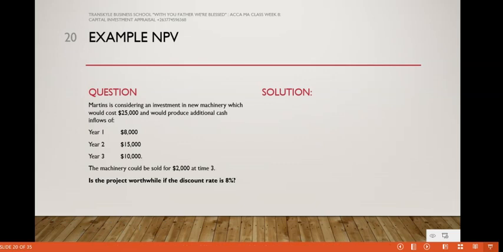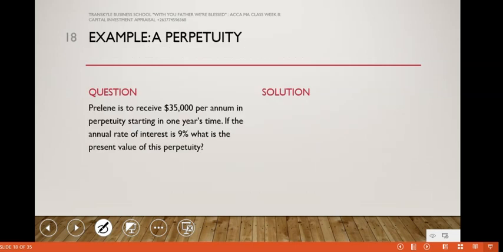So Martins is considering an investment in new machinery which would cost 25,000 and would produce additional cash inflows of 8,000, 15,000, 10,000. The machinery could be sold for 2,000 at time 3. Is the project worthwhile if the discount rate is... sorry, I'm sorry, there we are now into the NPV, which was not yet scheduled for.